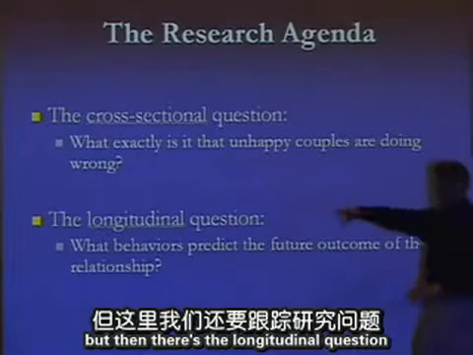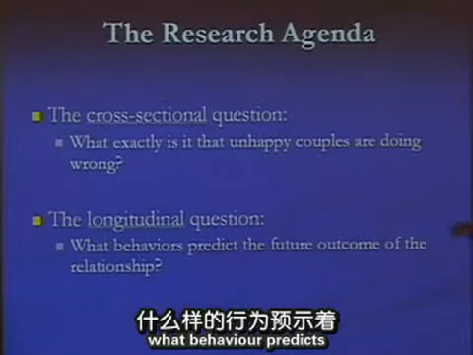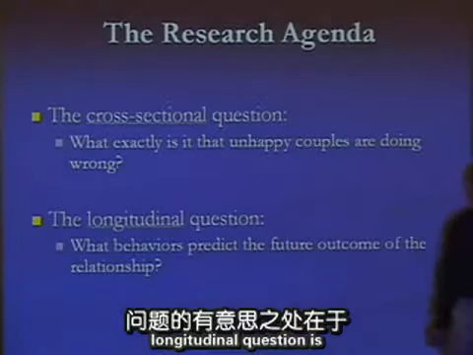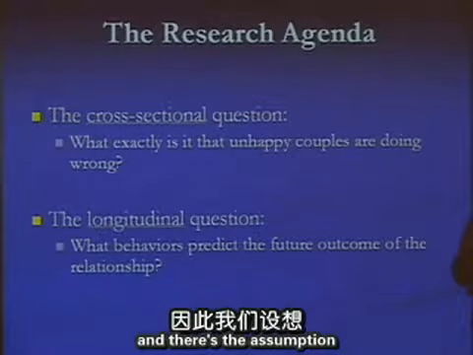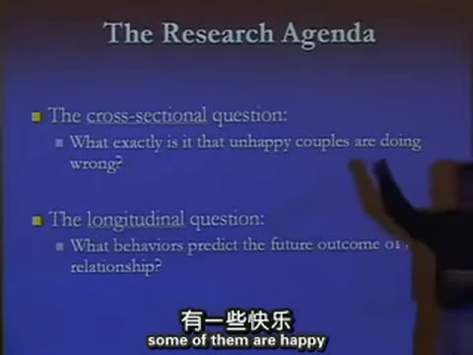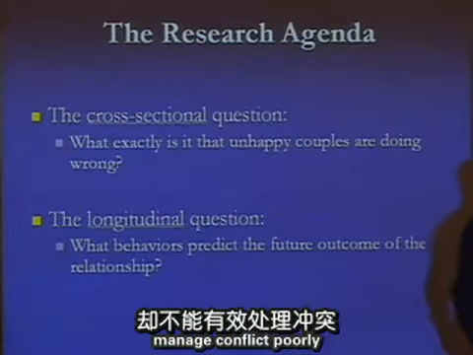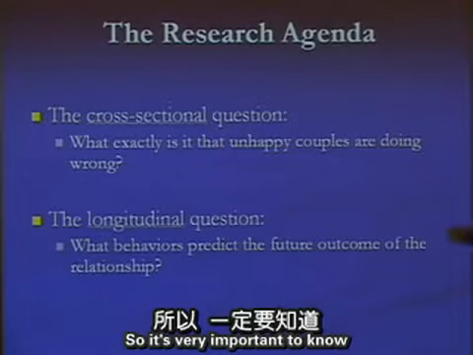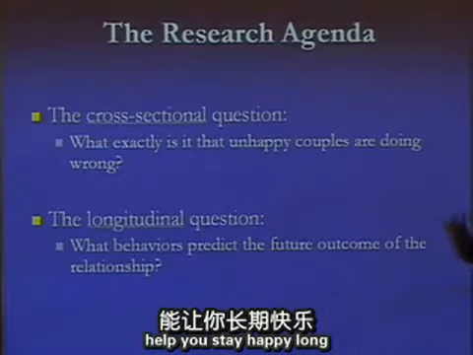But then there's the longitudinal question, which you may notice is the question that is slightly more interesting to this course. What behaviors predict the future of the relationship? What's interesting about this longitudinal question is it acknowledges that most couples start out happy. And there's an assumption here, which is that of all the couples that start out happy, some of them are happy and also manage conflict well, and some of them are happy and also manage conflict poorly, and those are the ones that are going to be vulnerable to declines over time. And so it'd be very important to know which are the behaviors, which ways of managing conflict help you stay happy longest.